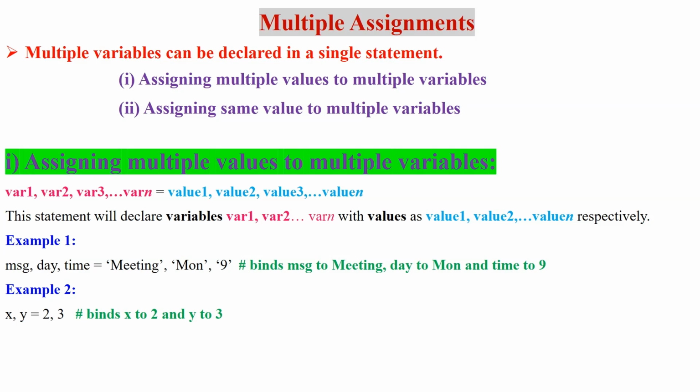Let's look at example 1. The variable message is assigned the value meeting, the variable day is assigned the value mon, and the variable time is assigned the value 9. After executing this code, message holds the value meeting, day holds the value mon, time holds the value 9. Please note that the value assigned to time is a string 9, not the numerical value 9. In example 2, the variable x is assigned the value 2, and the variable y is assigned the value 3. After executing this code, x holds the value 2 and y holds the value 3.